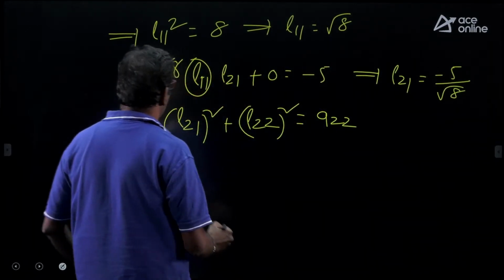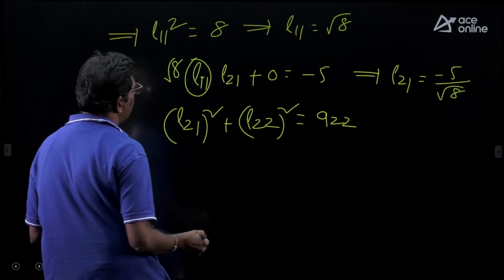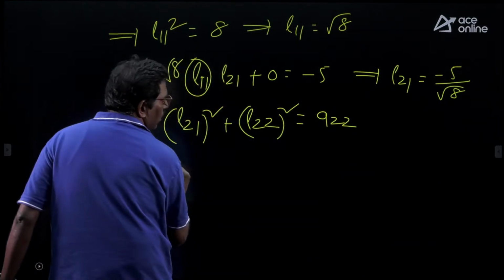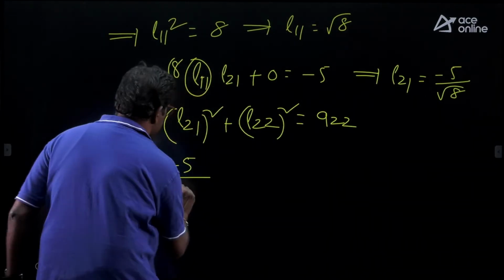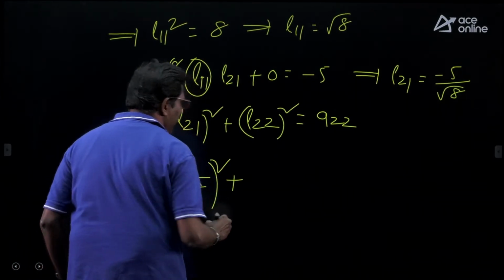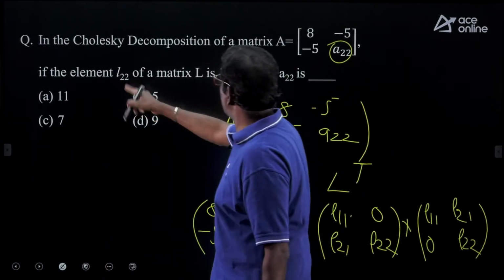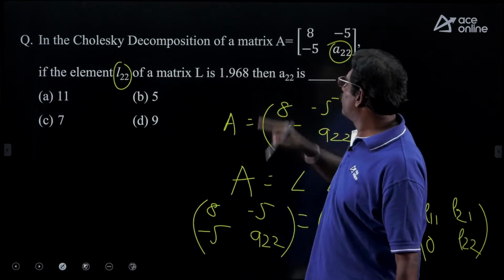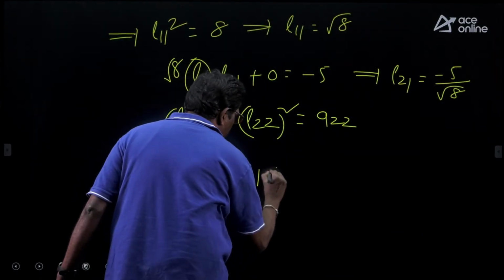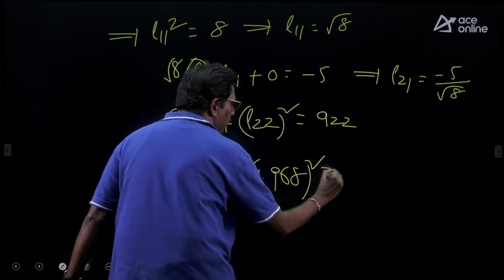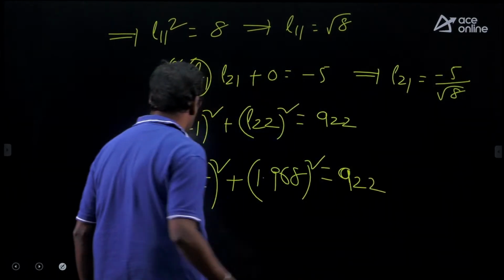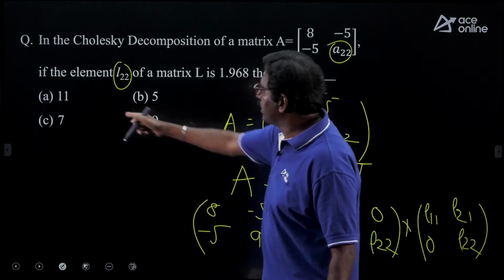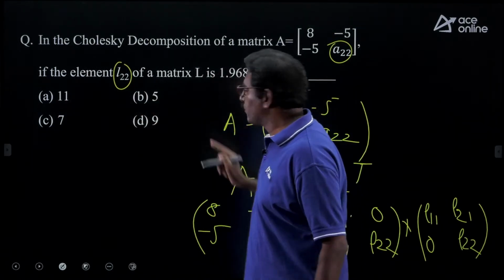Now, coming to L21 whole square, actually L22 is required here for A22. L21 is already available: minus 5 by root 8 whole square, plus L22. L22 of the matrix L is 1.968, it is available. 1.968 whole square is equal to A22. If you verify this value, actually the options are also available, no need to use a calculator, think smart. Option A 11 given, 5 given, 7 given, 9 given.